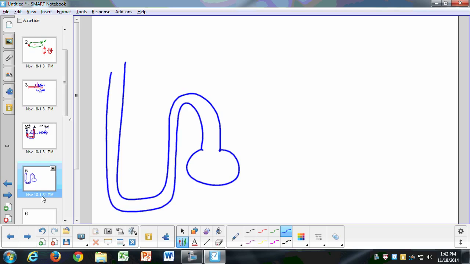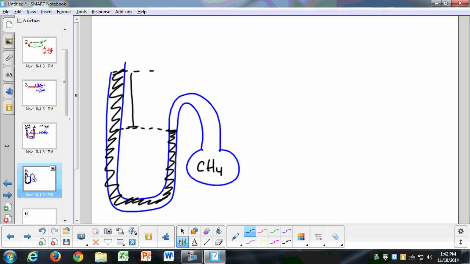All right. So this is CH4. You have a liquid right here, whatever this is, mercury or whatever. And then you have a difference in height for the two liquids, H. All right, this is P naught.